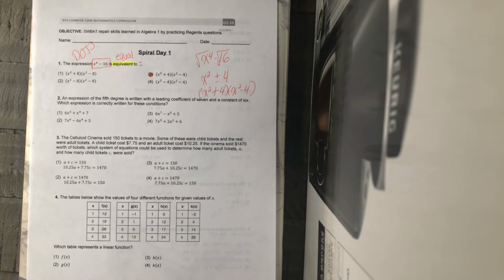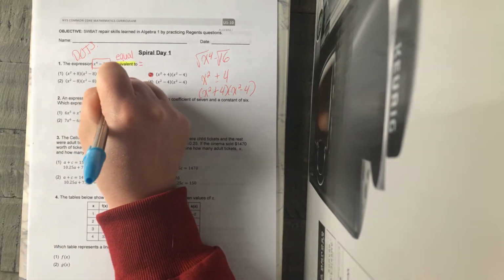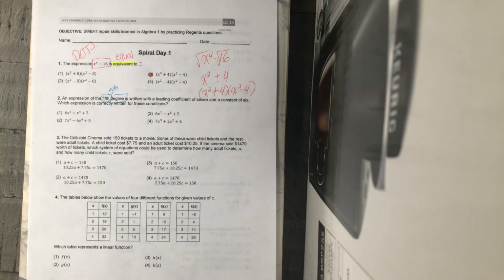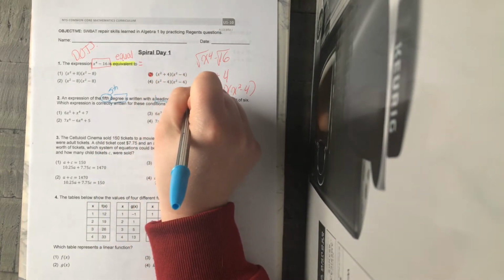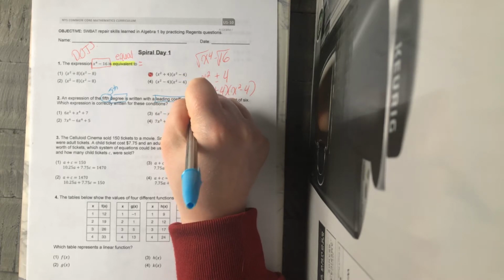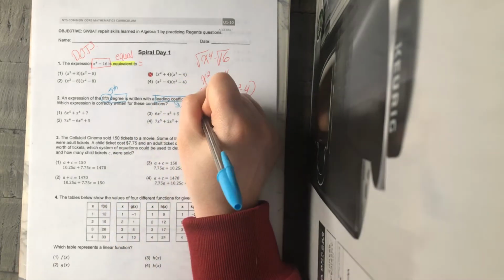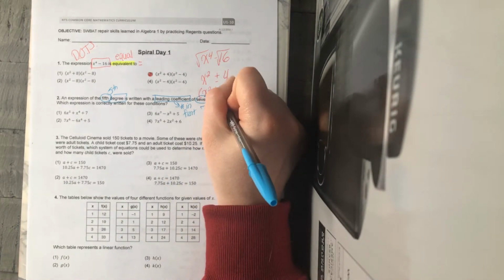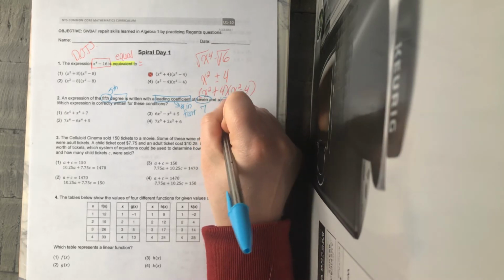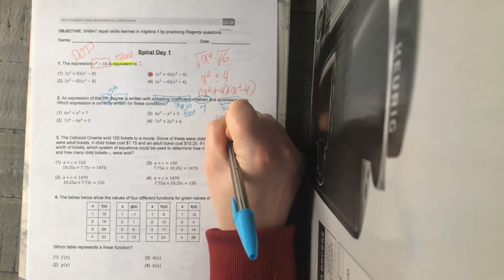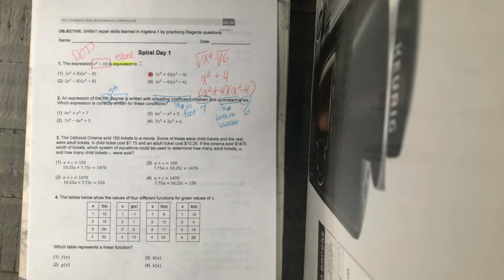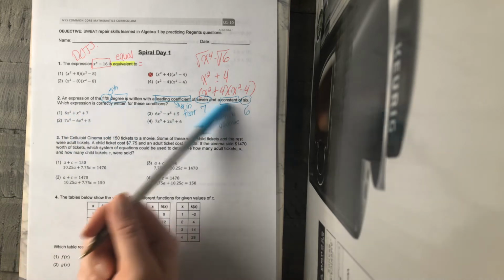Okay, number 2, an expression of the 5th degree is written with a leading coefficient. Leading coefficient is the number in front, and they're telling me that the leading coefficient is 7. And then it says that we also have a constant. A constant is a number with no variable. And I know that my constant is 6. And then it's asking which expression is representing this condition.